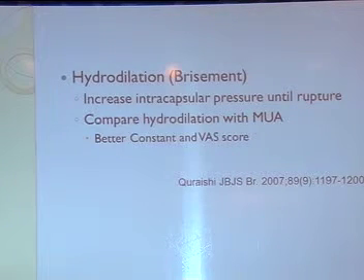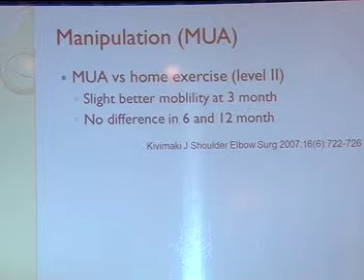There's an article in 2007 by Qureshi which clearly shows that he compared hydrodilatation with manipulation, purely because manipulation under anesthesia was the gold standard before as a surgical procedure. But compared to manipulation, hydrodilatation proved much better, both VAS and Constant scores at 6 months. Manipulation under anesthesia versus home exercise showed slightly better mobility at 3 months, but if you look at 6 months or 12 months, MUA and home exercises were almost the same.